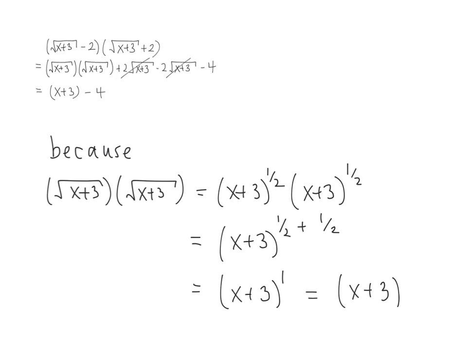To see how those square roots combine, let's recall that square root of x plus 3 is the same as x plus 3 raised to the power 1/2. Using exponent rules, we see that when we multiply these two terms together, we add the exponents, giving us 1/2 plus 1/2, or 1. So in other words, this term is just x plus 3 to the 1, or x plus 3.